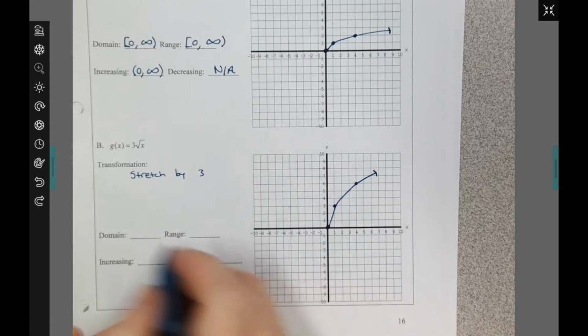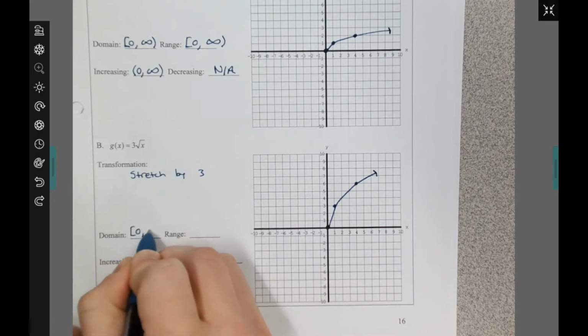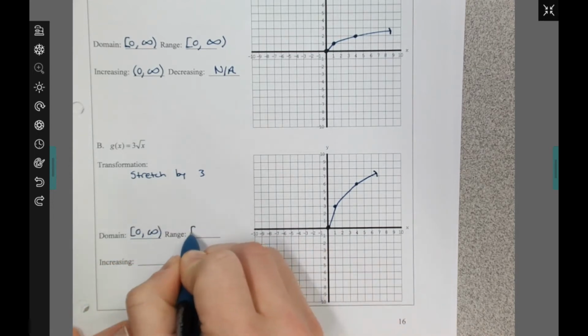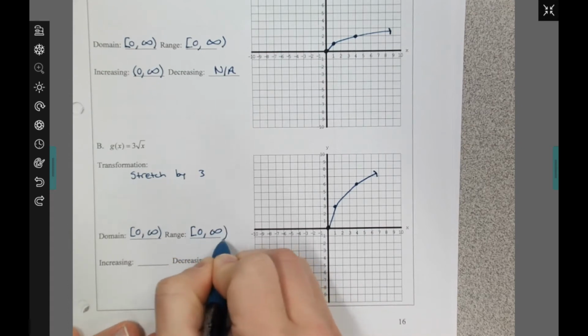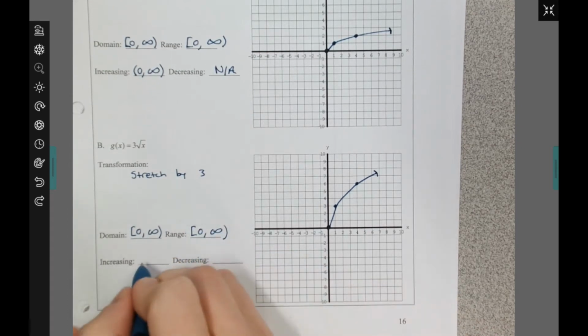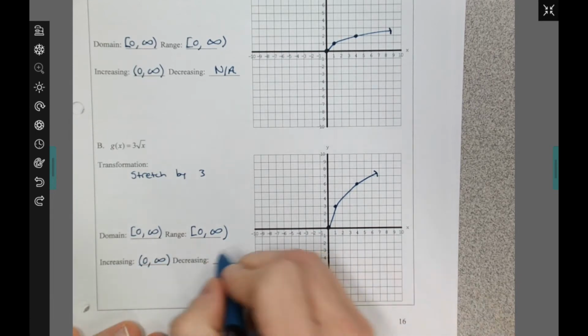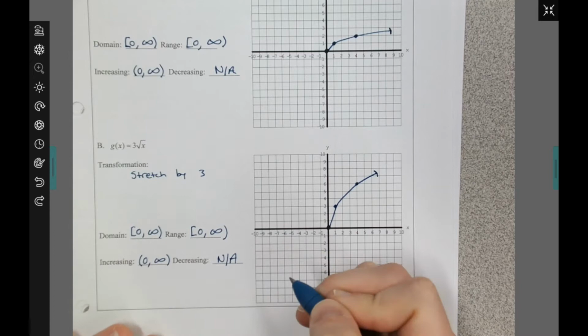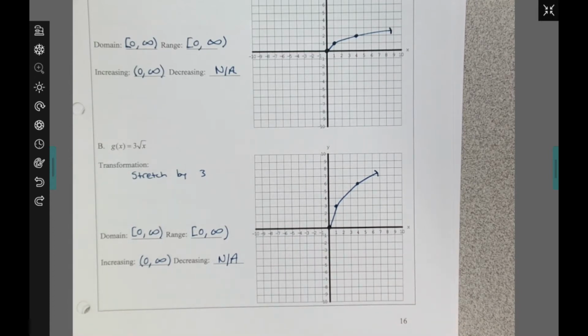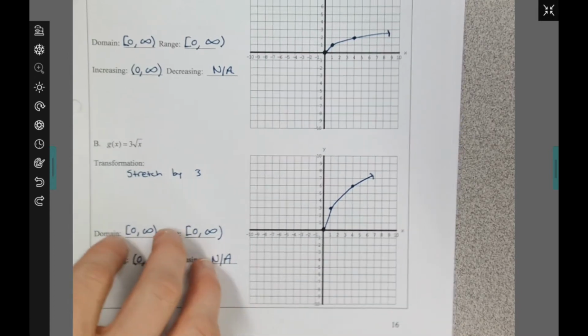Domain, range, same deal. Start with your small x. We're going from 0 to infinity. Range is my y's. We're going from 0 up to infinity. Increasing, we are going uphill the whole way. So from 0 to infinity, we're going uphill, and we are never going downhill. All right? So that's the basics for a square root function.